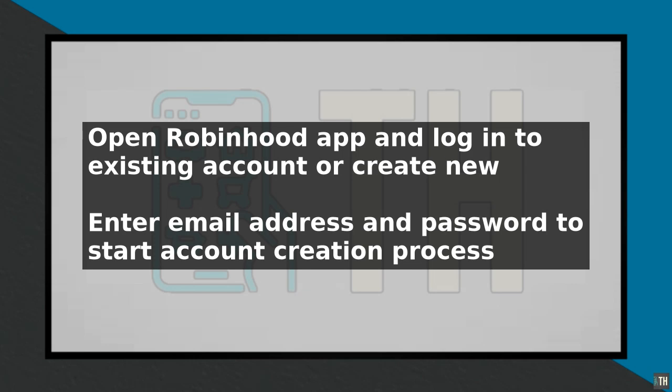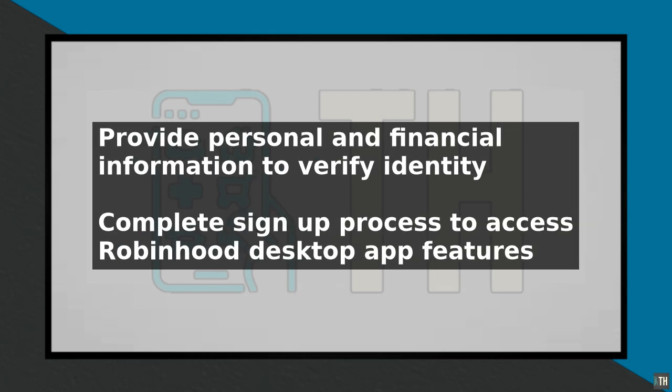After you have completed the sign-up process, you will be able to access the Robinhood desktop app and start trading. You can use the app to buy and sell stocks, options, and other securities, as well as track your portfolio and view your account balance.